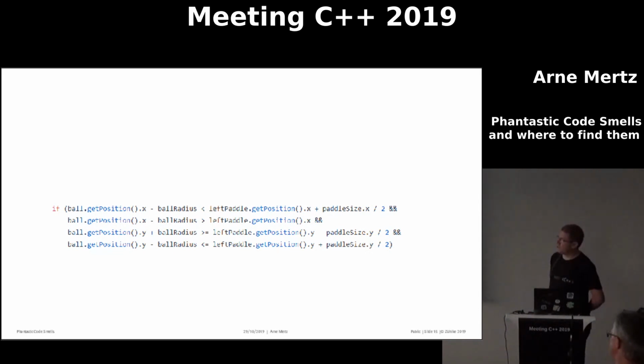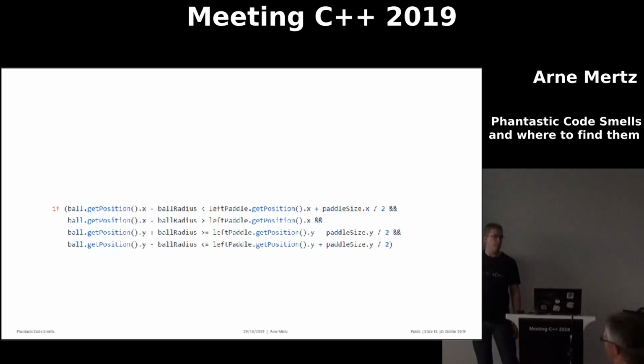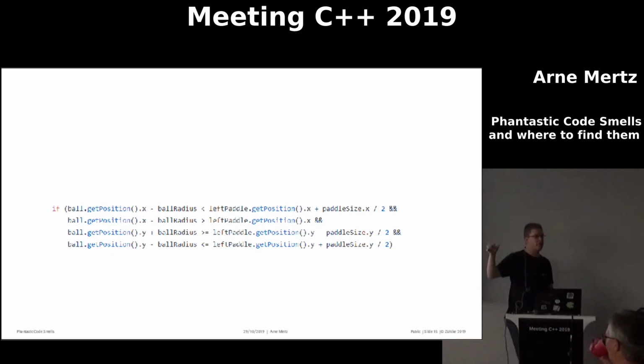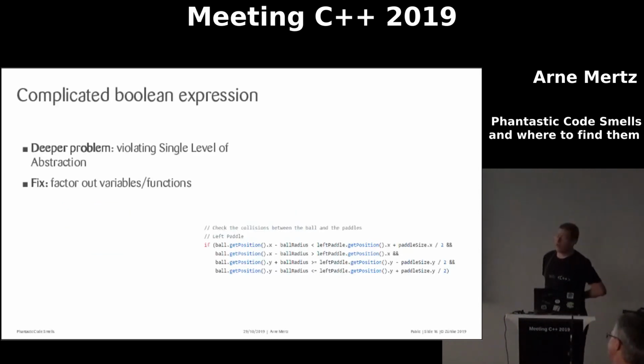Okay, we checked some collision. I see we have the ball, we have the left pedal, and somehow collisions are checked. How do we refactor this? Well, the actual problem is this is again too much detail. We want to know if there is a collision or if there is no collision. We don't want to know the exact details of how we figure out if there is a collision, right? So this smell is called complicated Boolean expression.